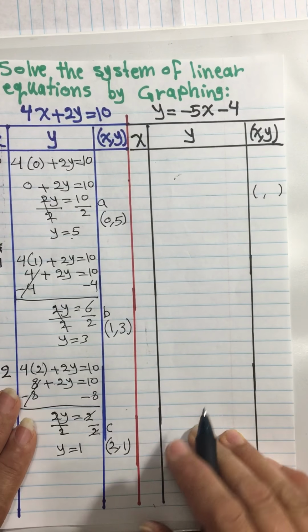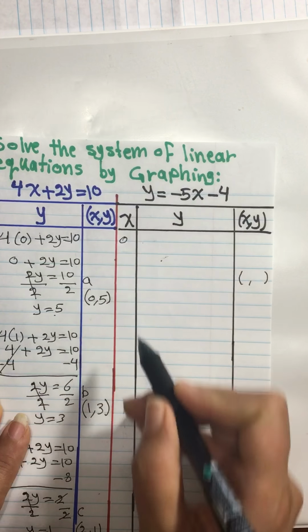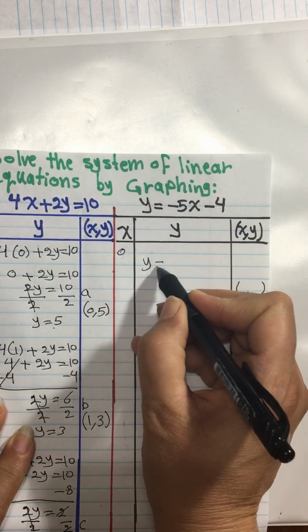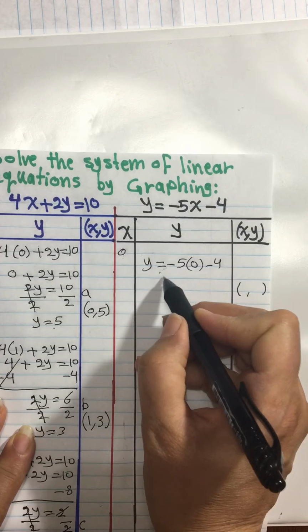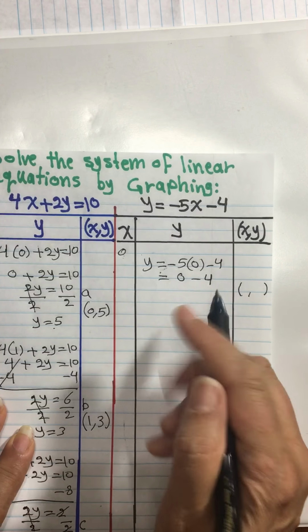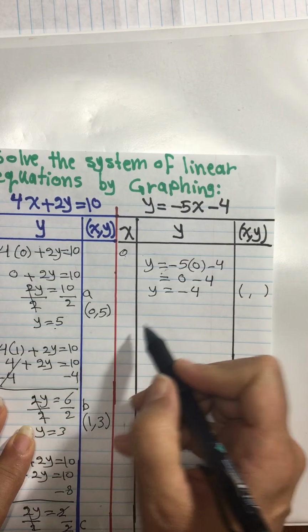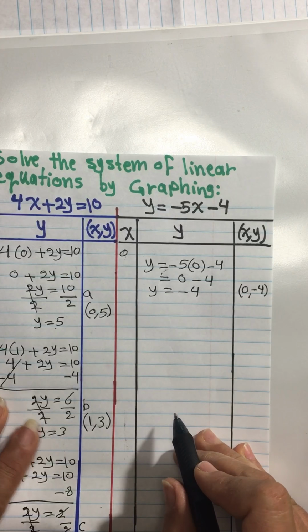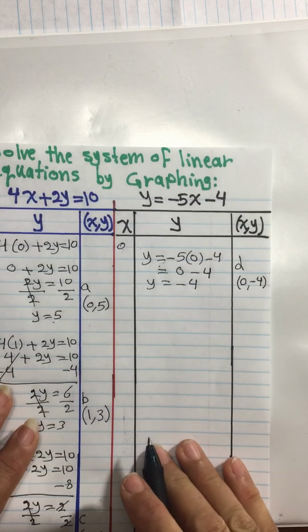I'm going to do the same thing for the second equation. For x, I'm going to pick 0 and substitute it in the equation. So I'm going to have y equals negative 5 times 0 minus 4, which equals 0 minus 4. So 0 means nothing. So I'm going to have y equals negative 4. So the first ordered pair is going to be (0, negative 4). And I can name it D.